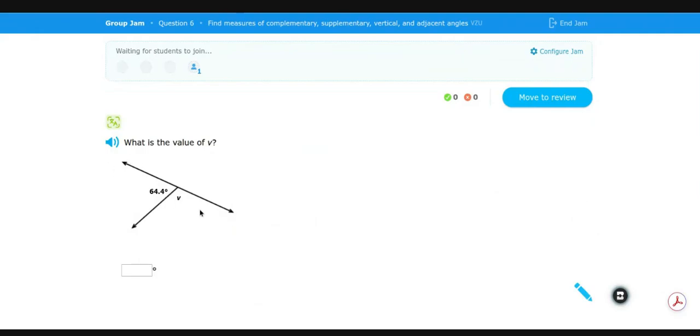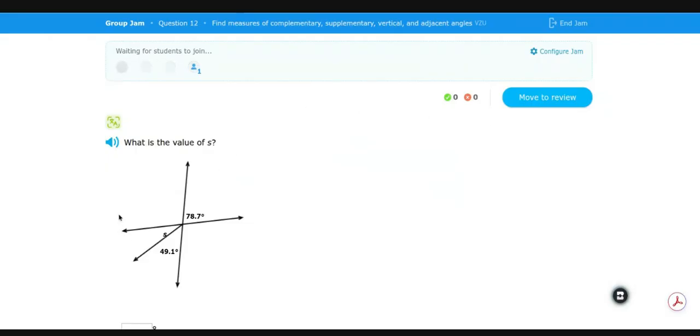When I look at this figure, I'm seeing that I have a straight line, and I know that straight angles or straight lines measure to equal 180 degrees between the 2 or 3 or 5 or 10 angles that make it up. So we can just take 180 and subtract what we know, 64.4 degrees, and we're left over with the measure of V at 115.6 degrees.